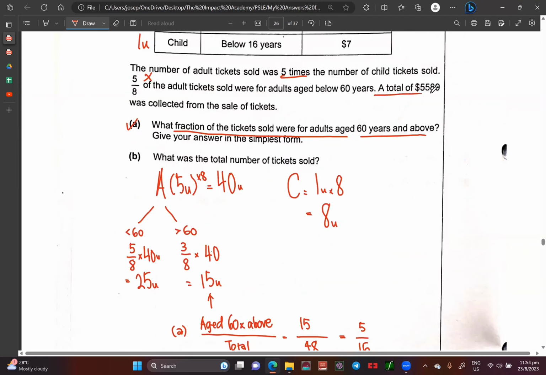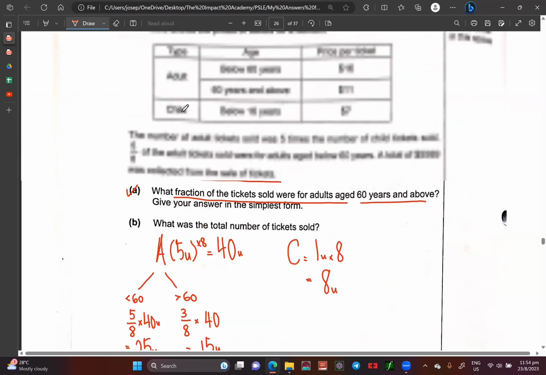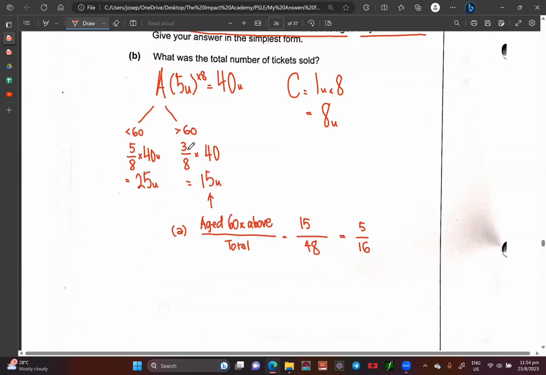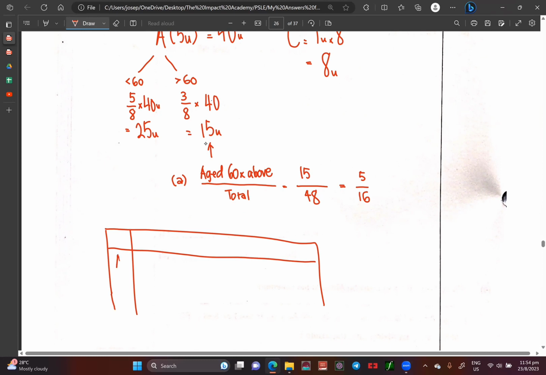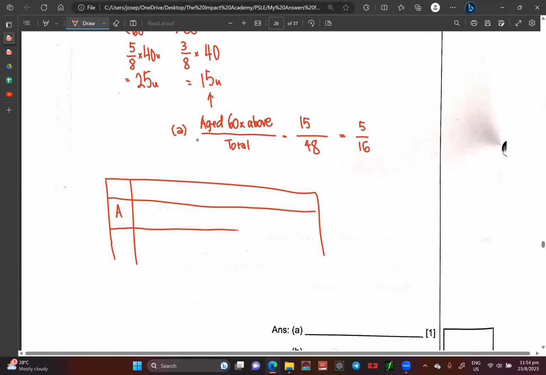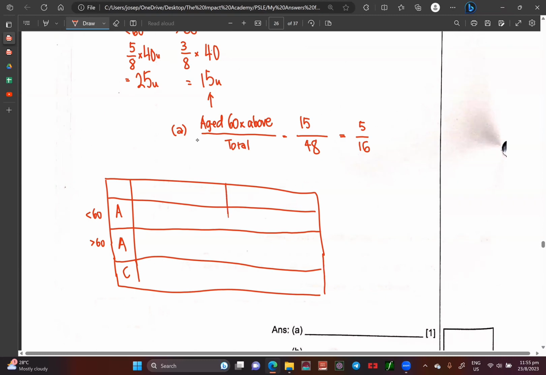It says that a total of $5,589 was collected from the sale of tickets. Do you remember just now I said in my earlier part that this is definitely an NXV question? So since we know the respective units, we are going to draw our NXV table. What I have here is really just my adults. For my adults, I can split it into two age groups. So adults, this one is below 60, and then adults above 60, and then over here we have children, which is just one age group.